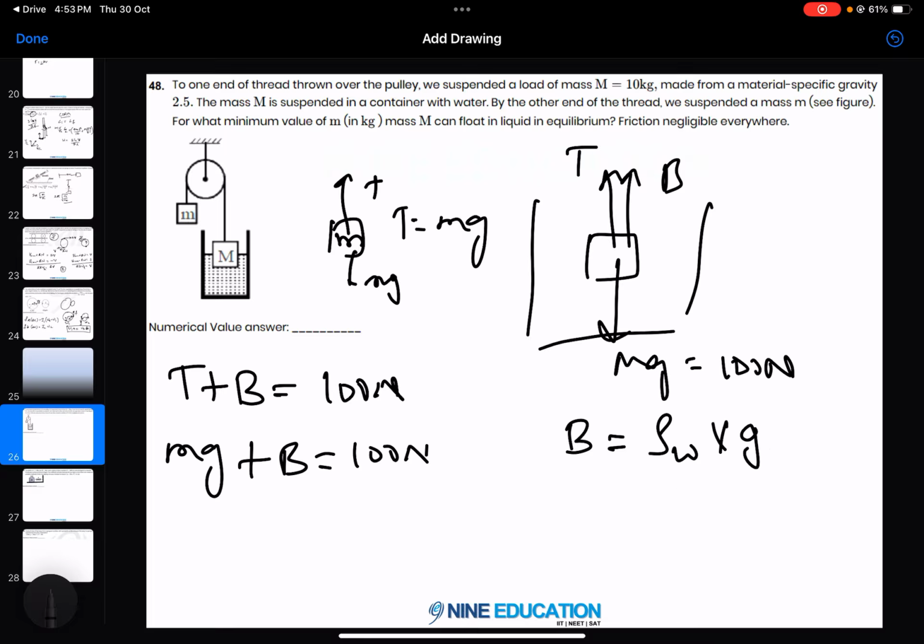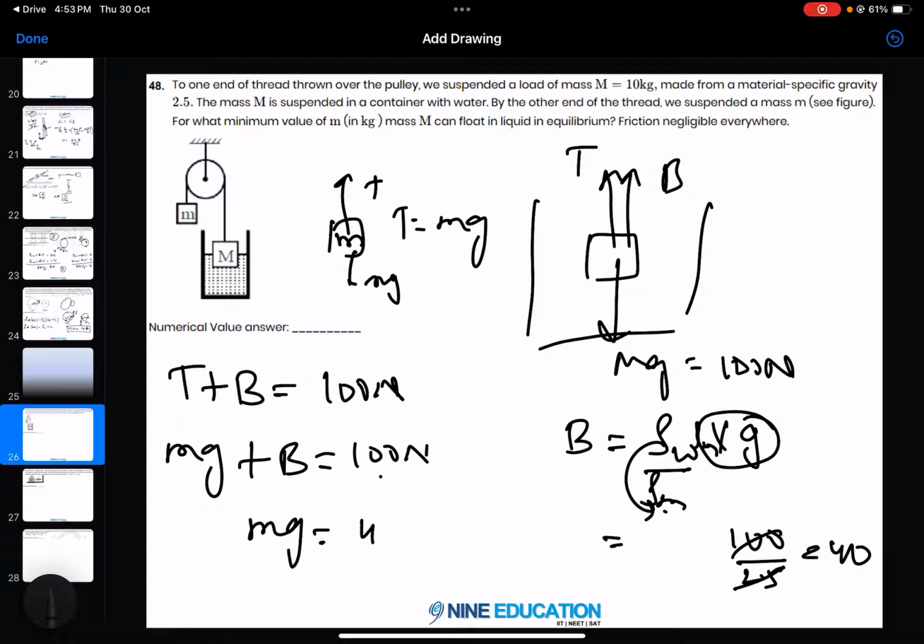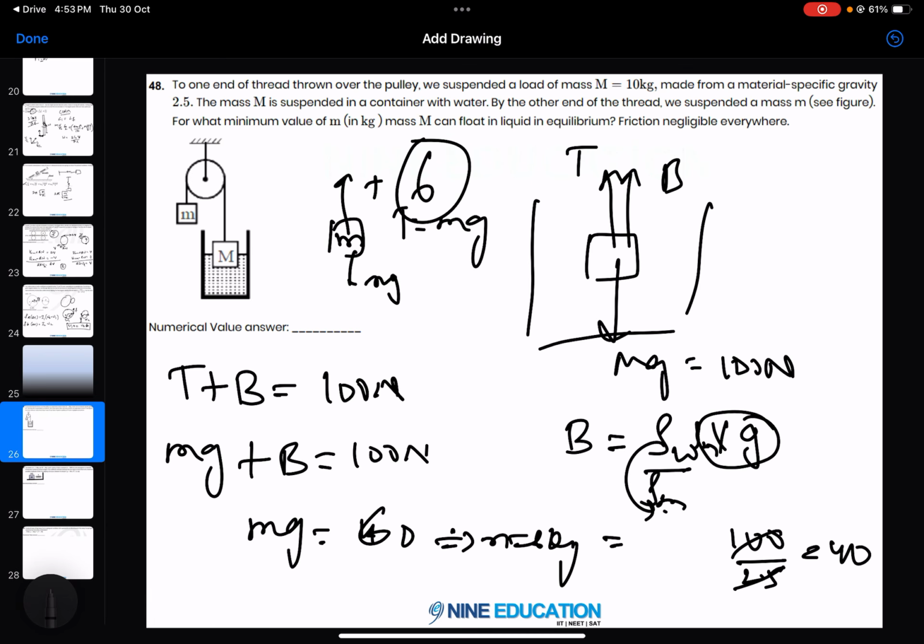We have the specific gravity of the material. So when you divide by rho material, this rho material into Vg is 100. Rho material by rho water will be 2.5. So bringing this rho w down, it will be 100 by 2.5, which will be 40. So buoyant force is 40. Small mg is 100 minus 40, 60. Small m is 6 kg. So the answer will be 6.